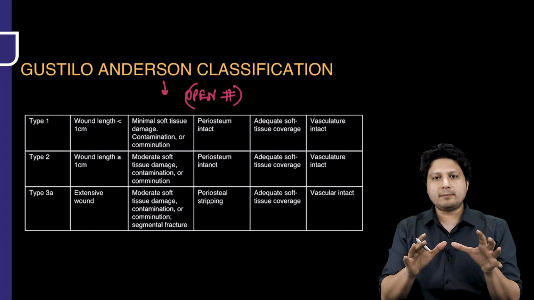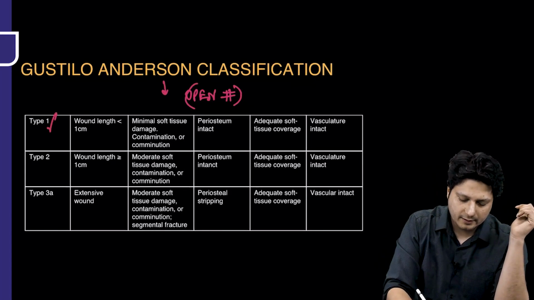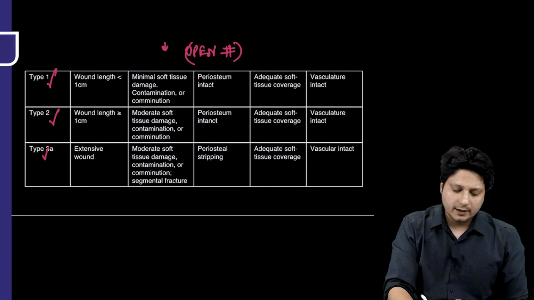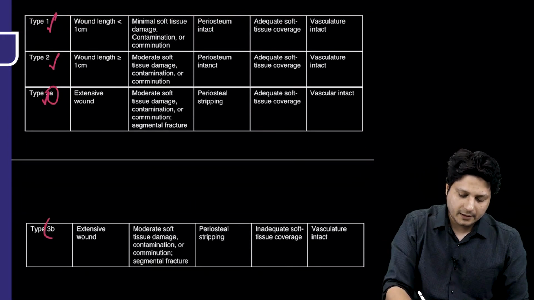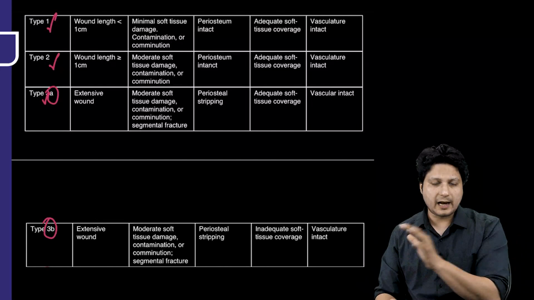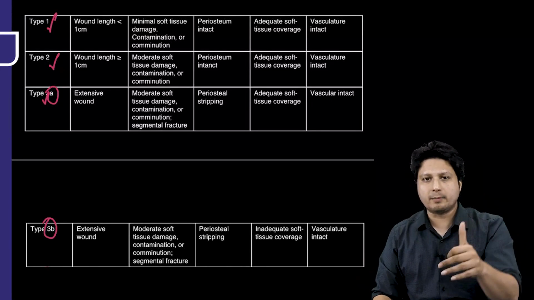So Gustilo-Anderson gave the classification for open fractures. Now open fractures can be categorized into 1, 2 and 3. See, it is type 1, type 2 and type 3. But type 3 is further categorized into type 3A, type 3B and type 3C. Now what are the differences between all these three types? I will quote one difference which is important for you to identify.